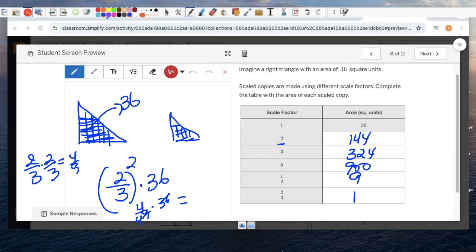So the area, what? Really? 4, 9, 13. What am I doing? Sorry. Not 1. Take it back. 9 divided by 9 is 1, so that's a 1. 36 divided by 9 is 4. Sorry, 4 times 4 is 16.